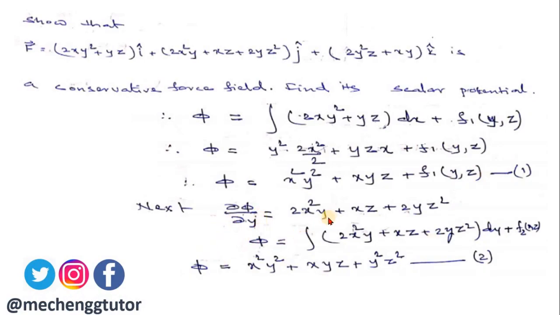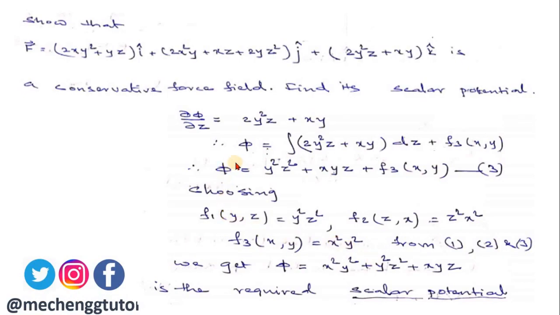Similarly, dou phi upon dou y is equal to 2x²y + xz + 2yz². Integrate on both sides with respect to y, keeping x and z constant. So phi is equal to the integral of all this with respect to y plus a constant of integration, which is some function f2 containing variables x and z. Therefore, phi is equal to x²y² + xyz + y²z² plus f2(x,z). Call it equation 2.